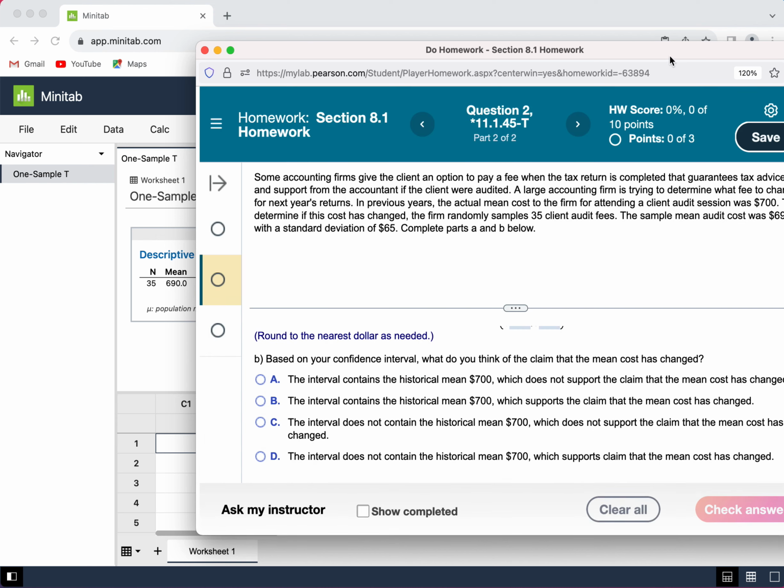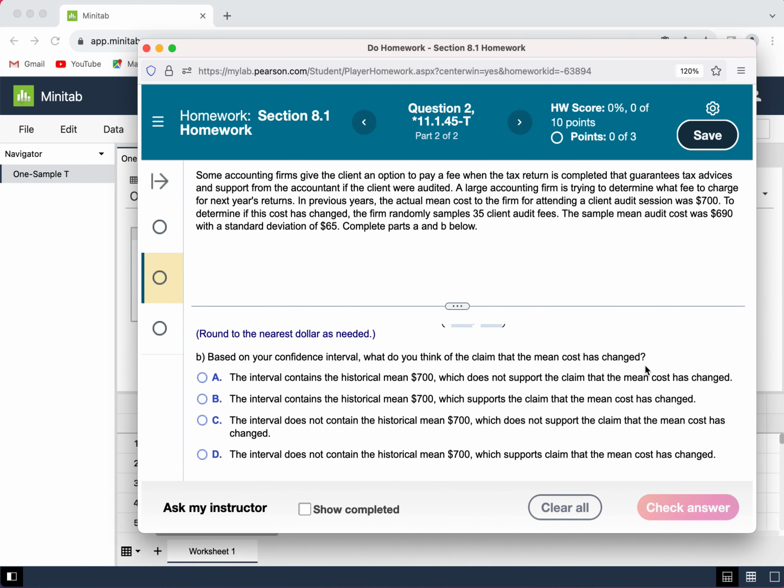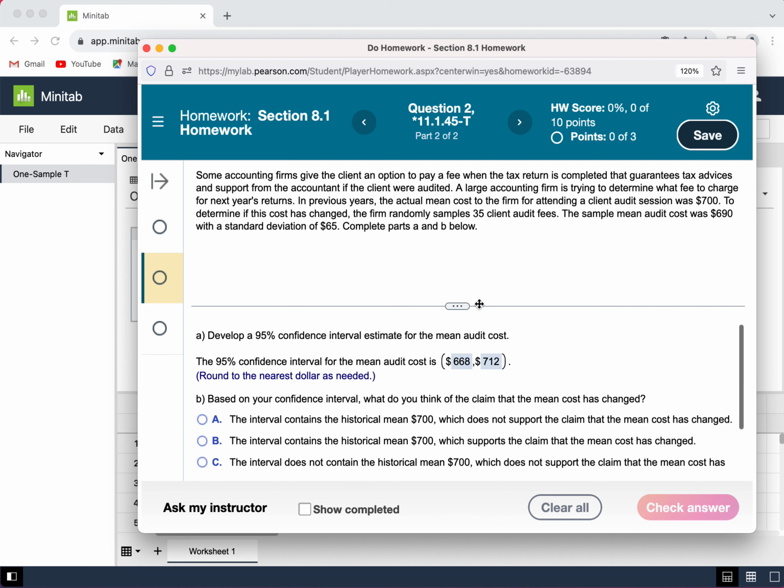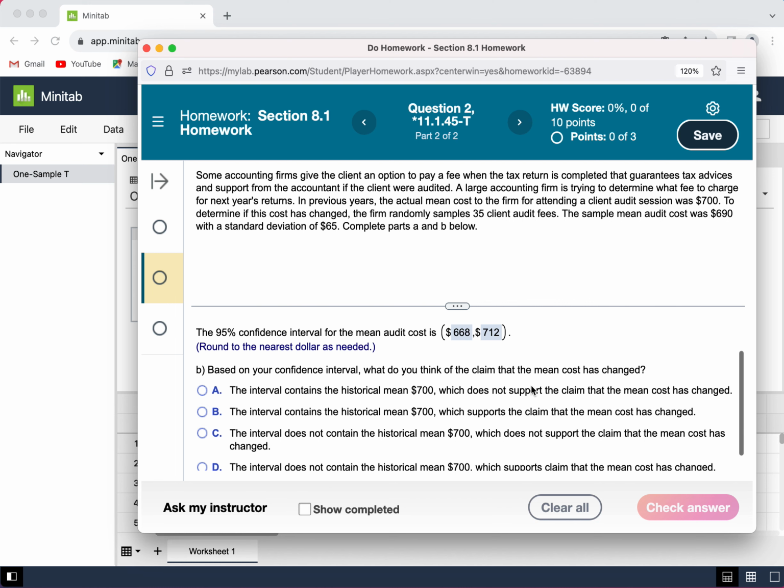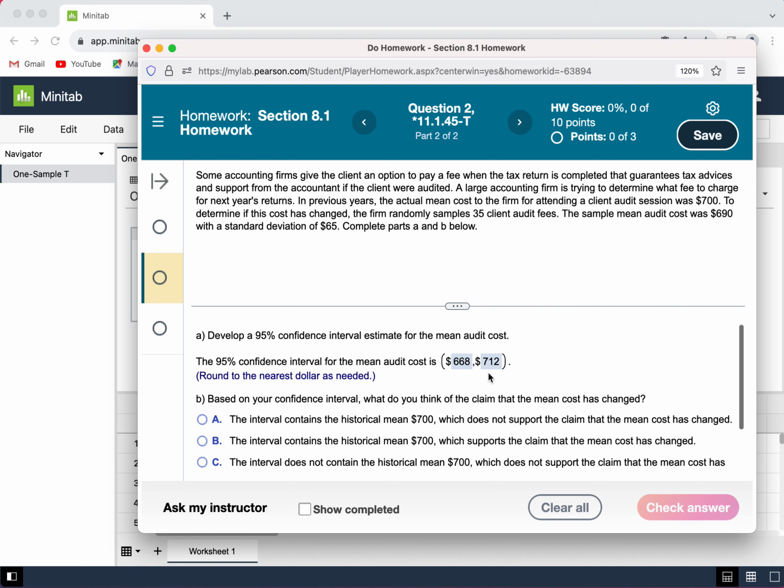Now the second part of the question is asking me about the claim that the mean cost has changed. So looking up here, the mean cost originally, or before the sample was taken, was $700. So what I'm looking for to determine whether the cost has changed is whether $700 is in my interval. If it is, then that means that the mean could be $700 if it's contained within the interval. If it's not contained within the interval, then that means that it's highly unlikely that the mean is $700. So we are checking for whether the mean is in the interval.